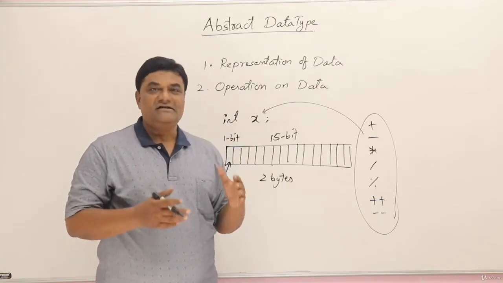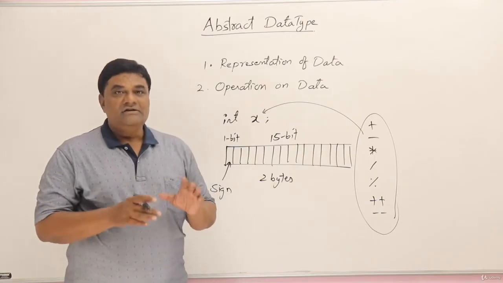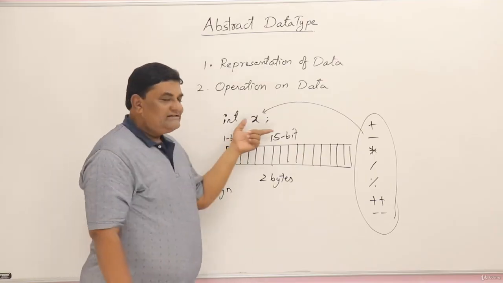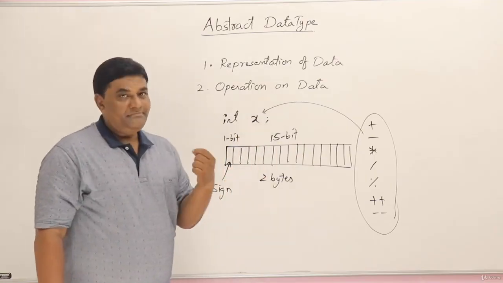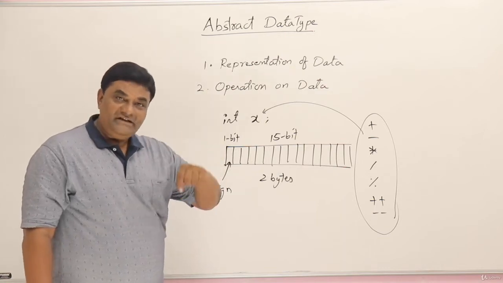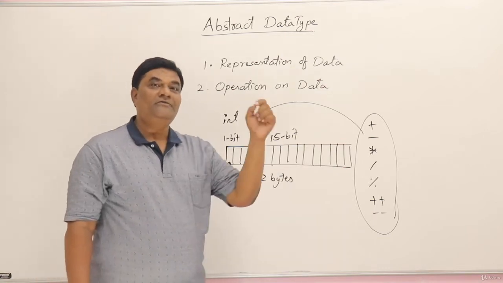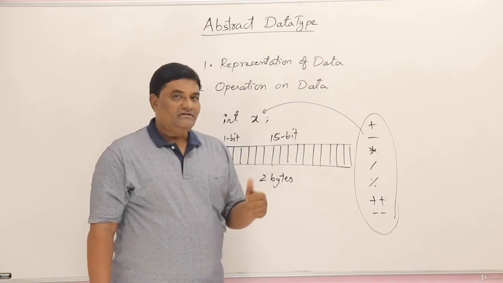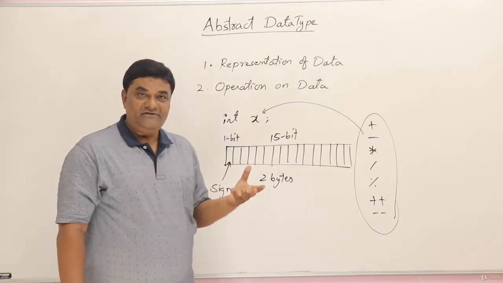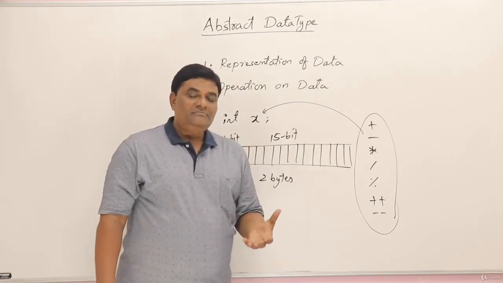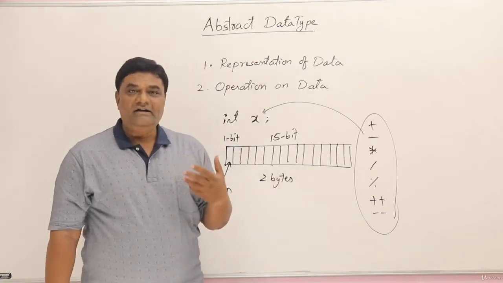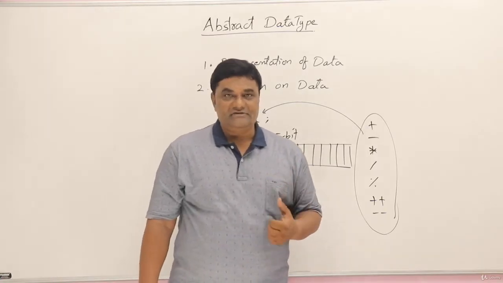So internal details are abstract for us. This is the example of a primitive data type I have taken to explain the meaning of data type and the meaning of abstract data type. This is not an abstract data type, this is a primitive data type. Now the term abstract data type, why was it introduced, and what is the meaning of this one?